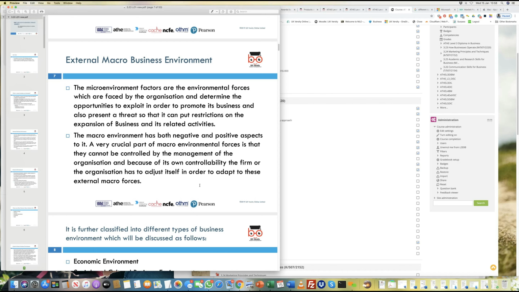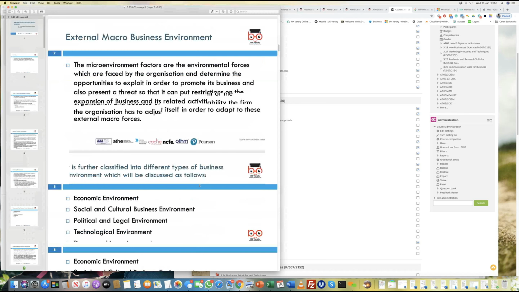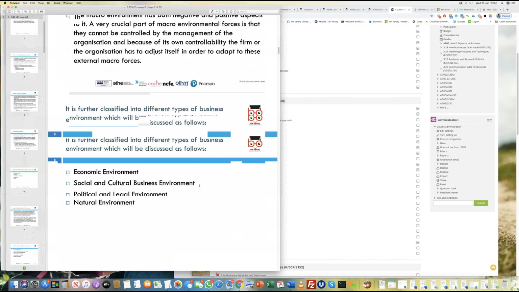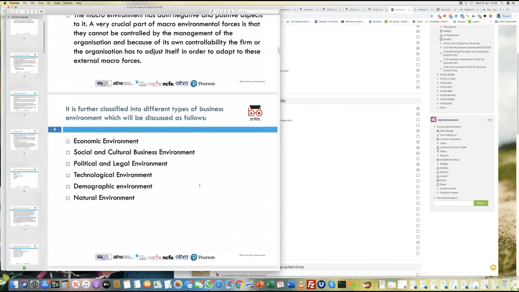And that tends to be classified as a macro business environmental factor. And then they can be further classified into economic, social, political, technological, demographic, and natural. It's easy to understand if we look at some examples quickly.